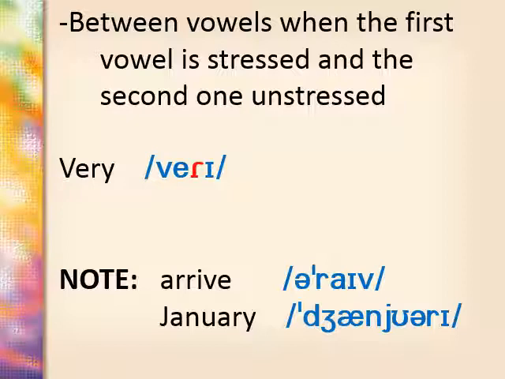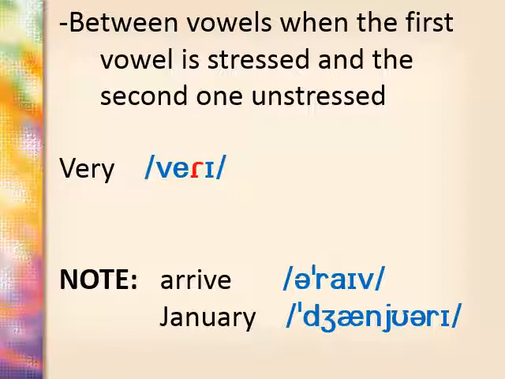Note that, for example, if we have a word like arrive, you don't use the flap R. You use the post-alveolar approximant, R. Why is this? Because although the R here is between two vowel sounds, the stress is in the second vowel and not in the first one.